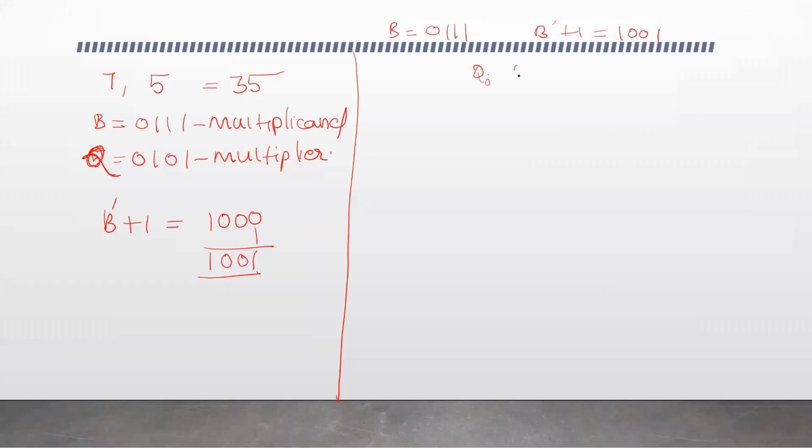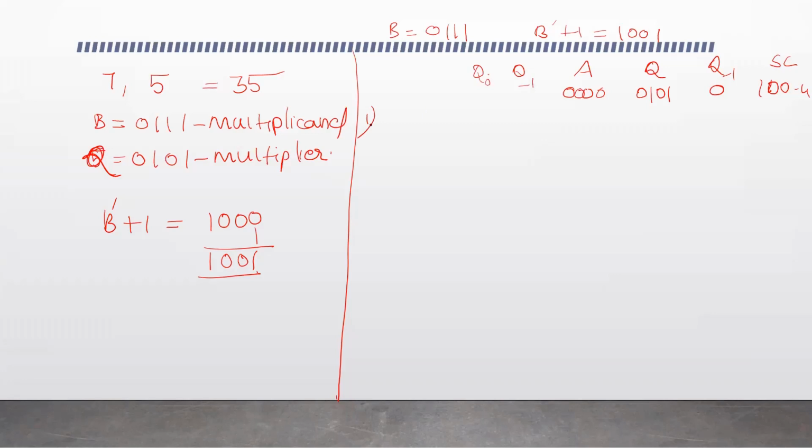So let's take Q naught, Q minus 1 here, and then the A register, then the Q register that stores the multiplier, and Q minus 1, to understand the shift right, and then SC, the sequence counter. Let's initialize A to 0, and Q is the multiplier, 5, 0, 1, 0, 1. Q minus 1 is initialized to 0, and SC will take the value of n, the number of bits in the multiplier, which is 4.